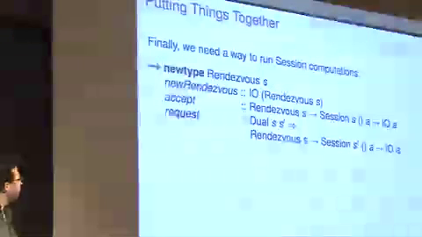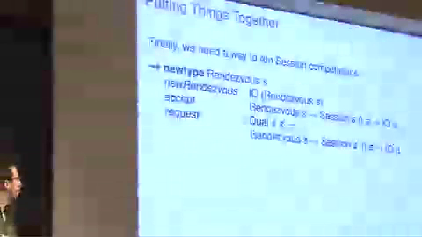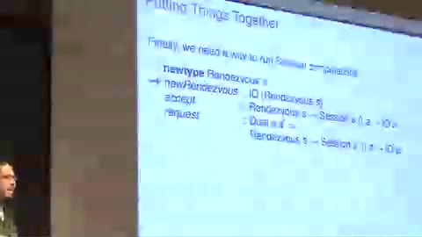The last thing that we need is a way to actually run these. So we define the idea of a rendezvous point, sort of a synchronization object for a particular protocol. And you can create these in the IO monad. And the idea then is that this is sort of a port on which you can listen for connections and connect, and that parameter S makes sure that everyone's speaking the same protocol.